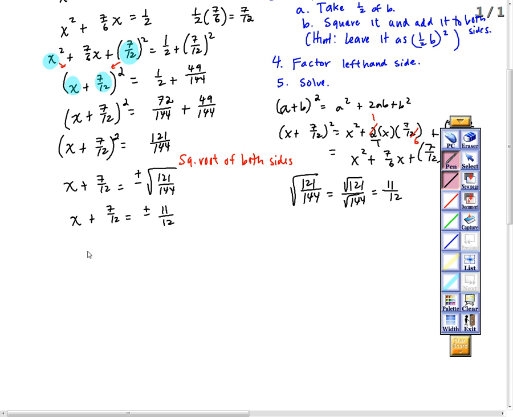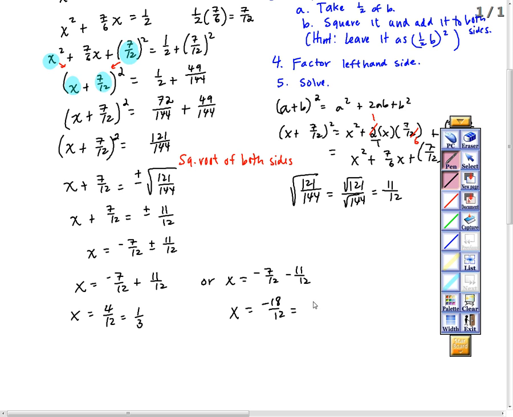Now I move this 7/12 over, so I have x equals negative 7/12 plus or minus 11/12. I have two answers. I see that x equals negative 7/12 plus 11/12, or x equals negative 7/12 minus 11/12. So x equals, okay, we have 11 minus 7, which is 4, 4/12. So this is 1/3. And we have x is, let's see, negative 18 over 12. Divide both by 6. So we have negative 3/2. So x is 1/3, or x is negative 3/2. There you go.